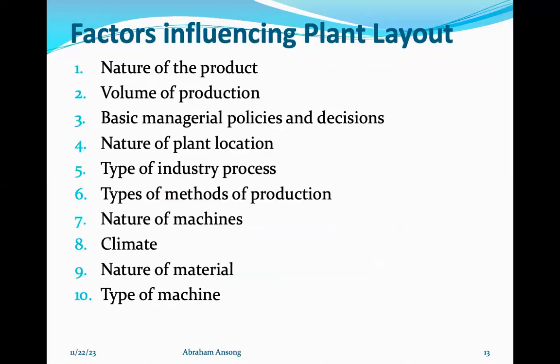Factors influencing plant layout. What are the factors that you need to consider in determining how to lay out your plant? The first is the nature of the product. The nature of the product to be manufactured will significantly affect the layout of the plant. Stationary layout will be most suitable for heavy products, while line layout will be best for manufacturing of light products, because small and light products can be moved from one machine to another very easily.